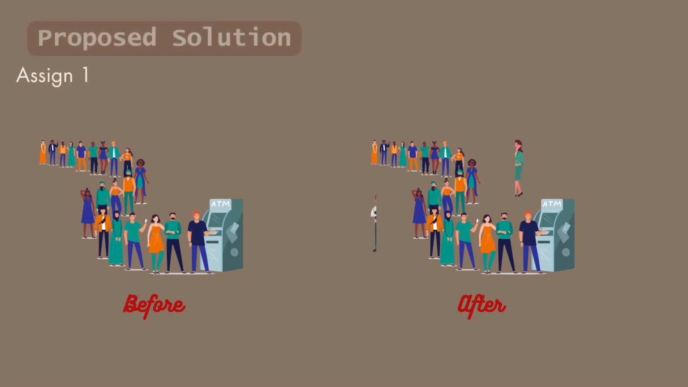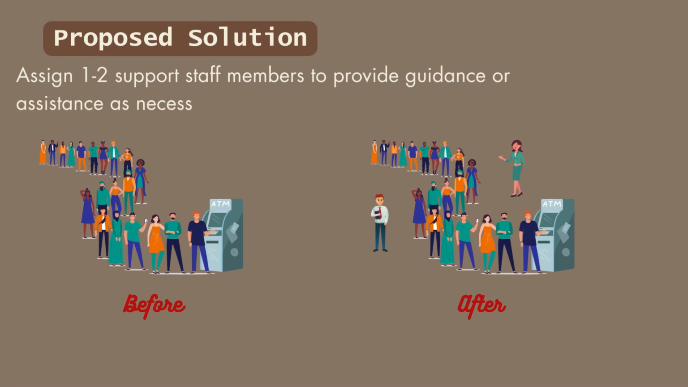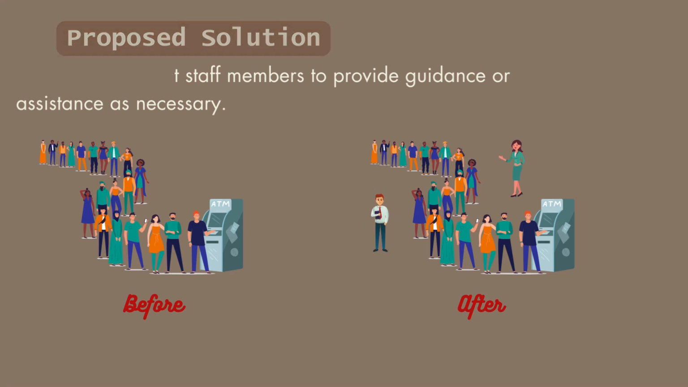Back to the example of banking service, the Pareto and fishbone analysis may help to reveal that several customers lack the knowledge to operate self-service machines for depositing their money. The proposed solution could involve assigning 1 to 2 support staff members to provide guidance or assistance as necessary, improving the efficiency of transaction processing and keeping it within the tolerance limit. The histogram could then be used again to monitor the impacts of the change.